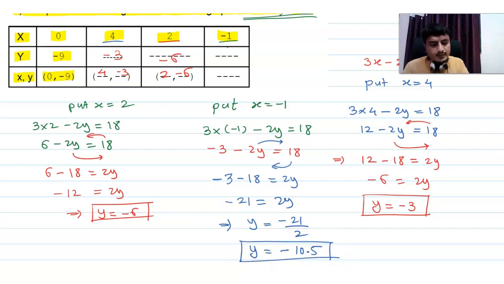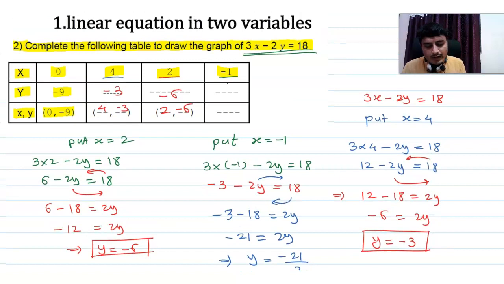So here we have the decimal value. So let's substitute the value of y. We have minus 10.5 in your table. So the coordinates now we are getting are minus 1 comma minus 10.5.